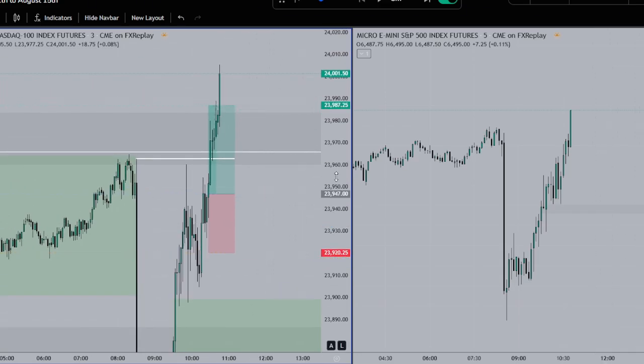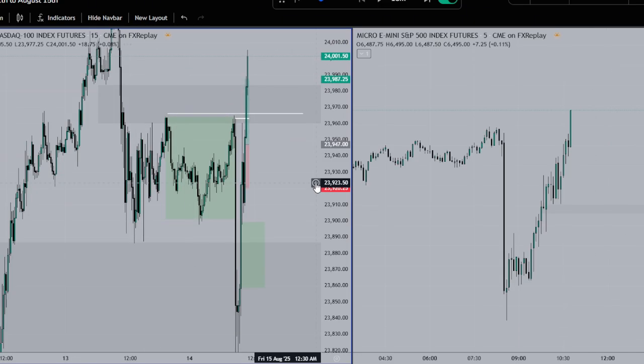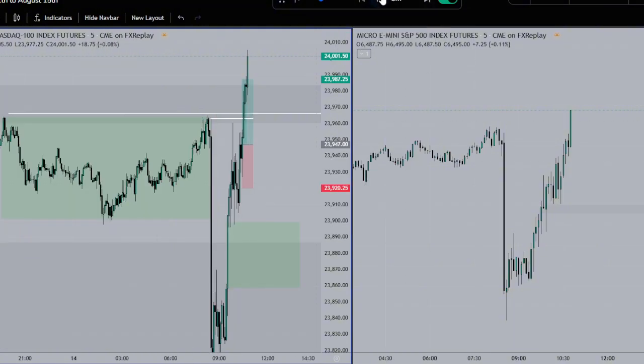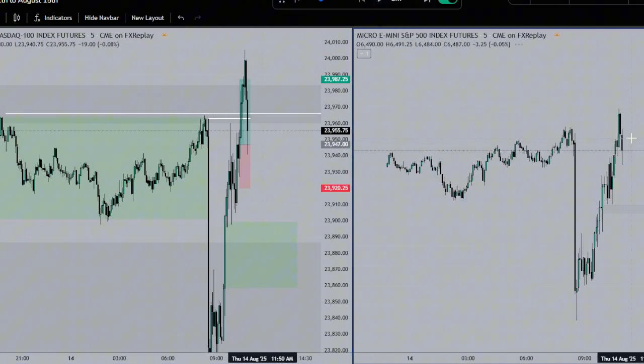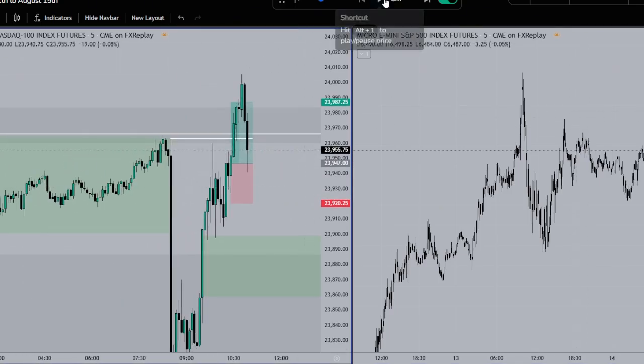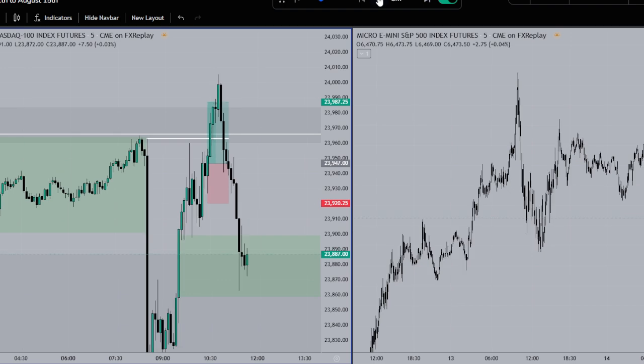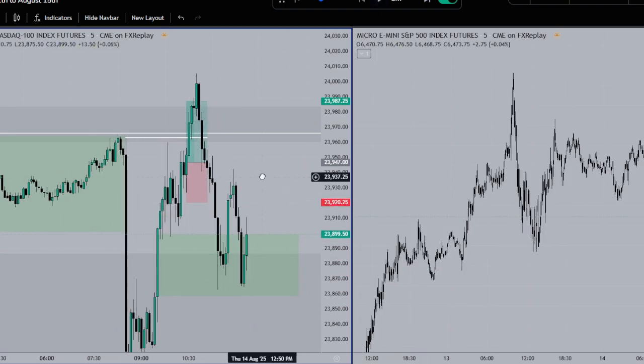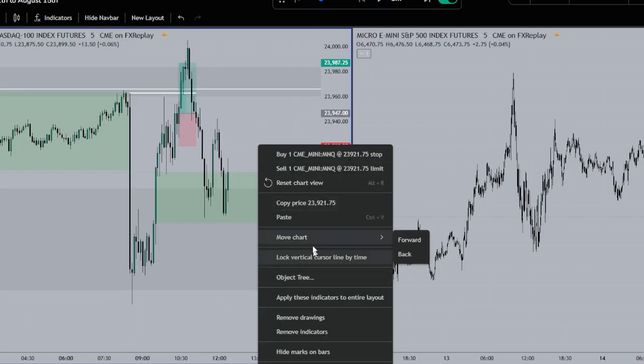1.5 R. I mean, this is not bad at all. It played out very nicely. We take out that. See how the rest of the day goes. Do we actually reverse from here? We don't have any SMT though. Yeah, it just looks like a chop fest after this.